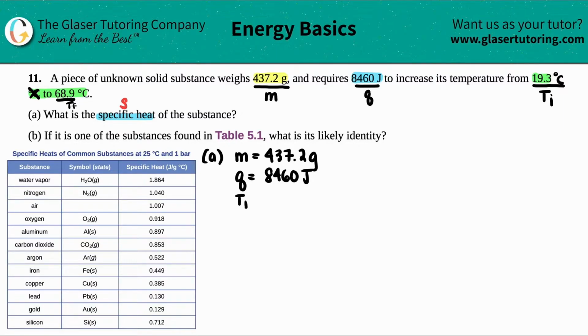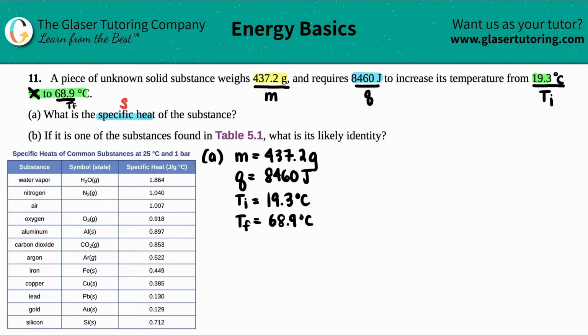So I have a TI of, not the rapper, by the way. What happened to him? What happened to TI? Let me know in the comments. He was good. I liked his music. TI equals 19.3 degrees Celsius, and TF equals 68.9 degrees Celsius.